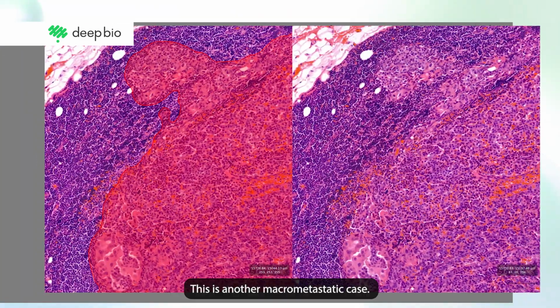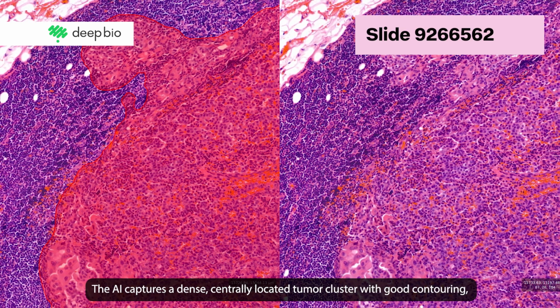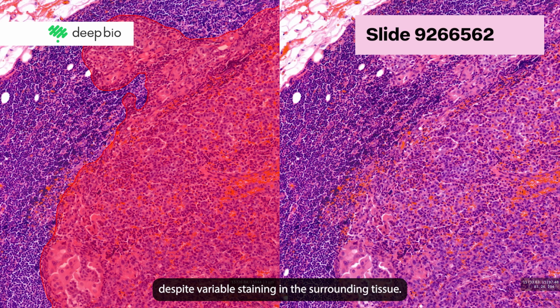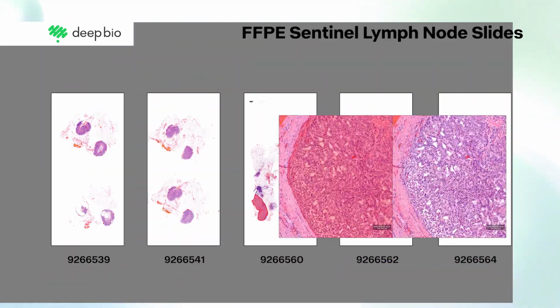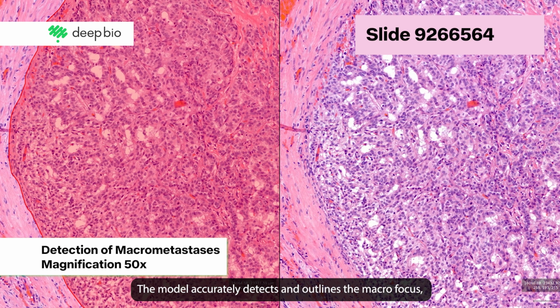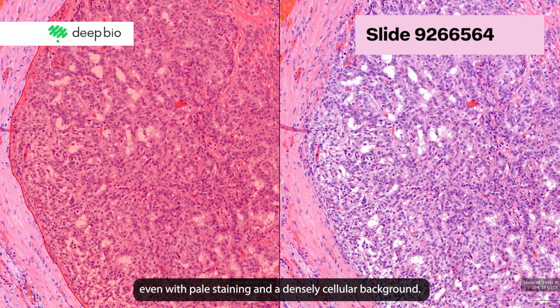This is another macrometastatic case. The AI captures a dense, centrally located tumor cluster with good contouring, despite variable staining in the surrounding tissue. The model accurately detects and outlines the macro focus, even with pale staining and a densely cellular background.